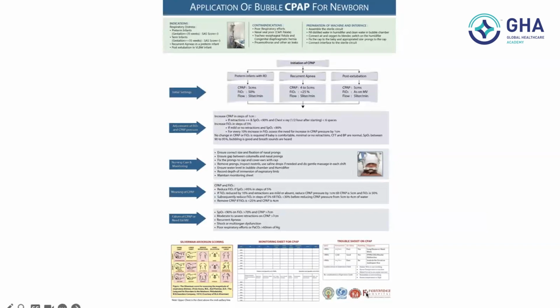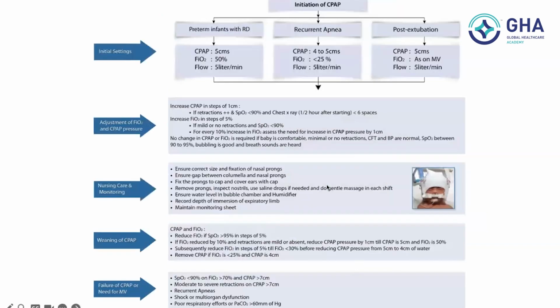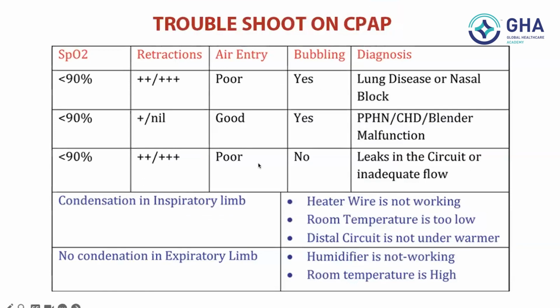The troubleshoot is there in the bottom right. I will show you the troubleshoot in a subsequent slide. This is the troubleshoot. If the baby has hypoxia and increased work of breathing, that means in some way the pressure is not going to the lungs.